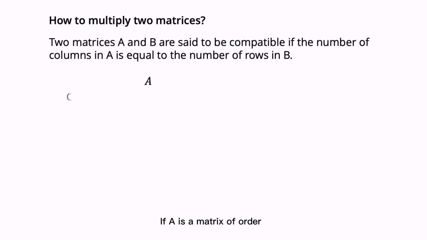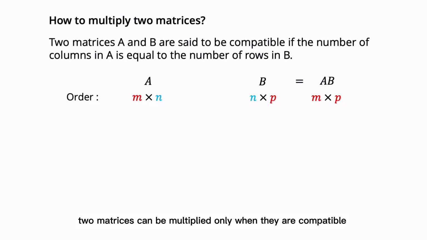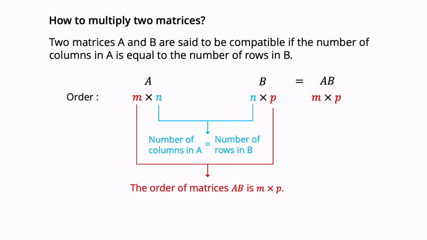If A is a matrix of order m times n and B is a matrix of order n times p, then the multiplication AB can be performed, and the order of AB is m times p. We can say that matrices A and B are compatible. As we study, two matrices can be multiplied only when they are compatible, which means for the multiplication of matrices to exist, the number of columns in the first matrix should be equal to the number of rows in the second matrix. The order of matrices AB is m times p.